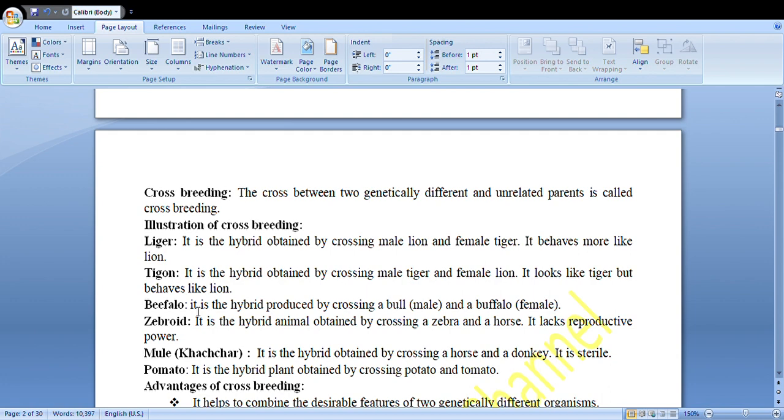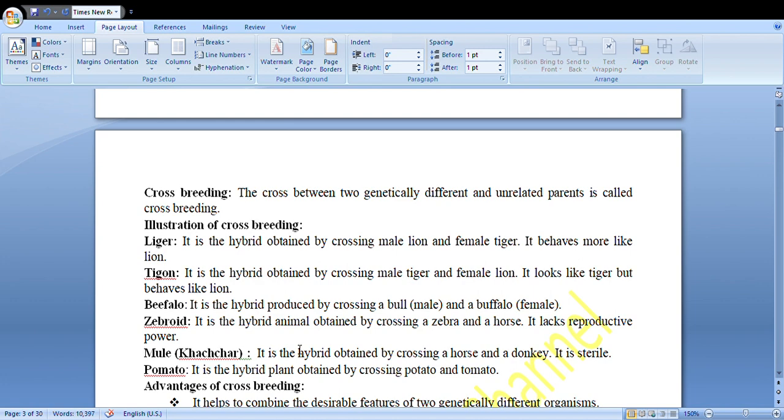Buffalo. It is the hybrid produced by crossing a bull (male) and a buffalo (female). Zebroid. It is the hybrid animal obtained by crossing a zebra and a horse.